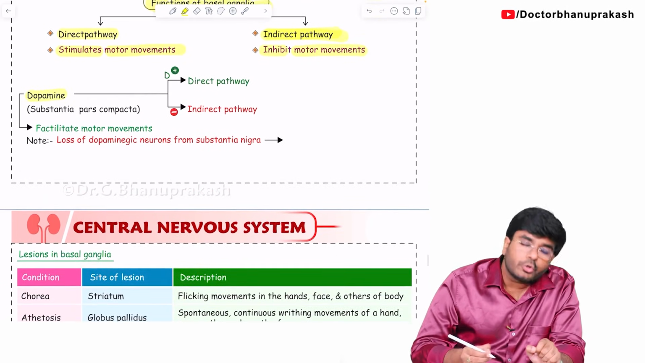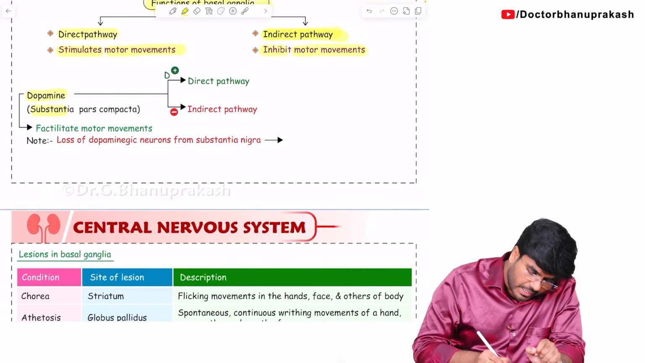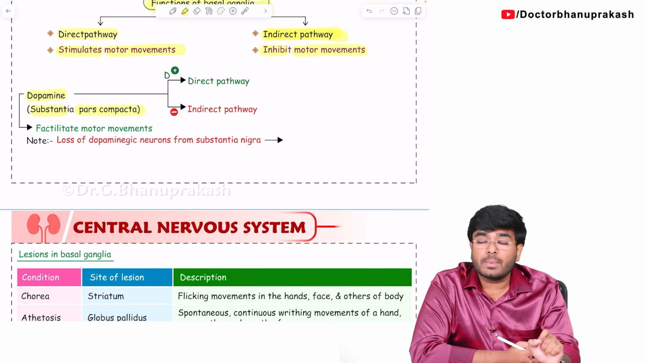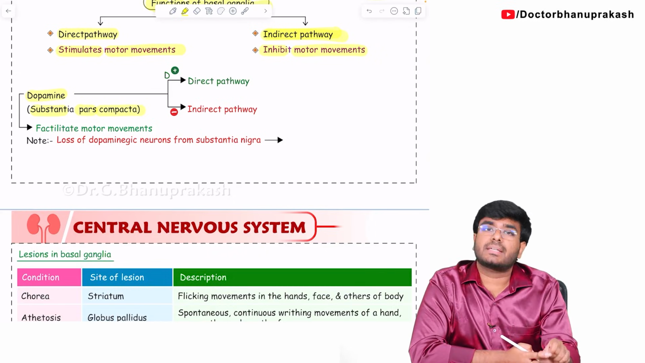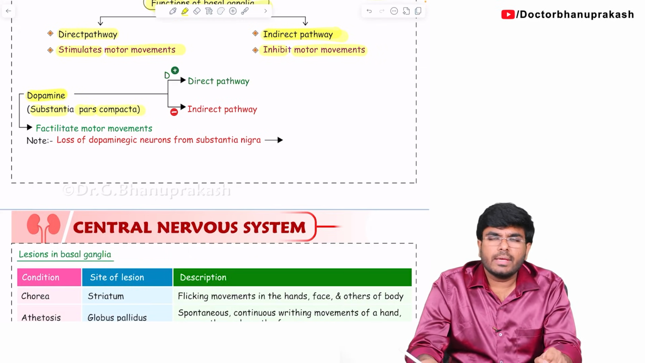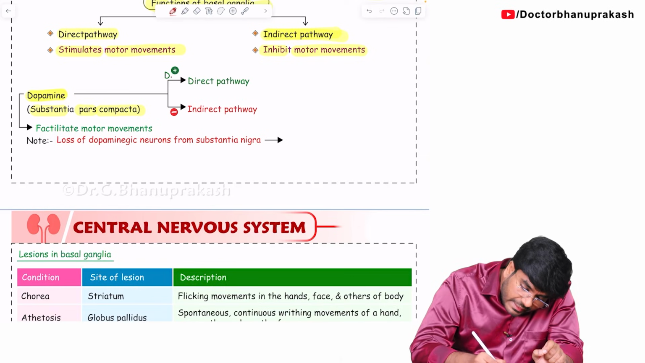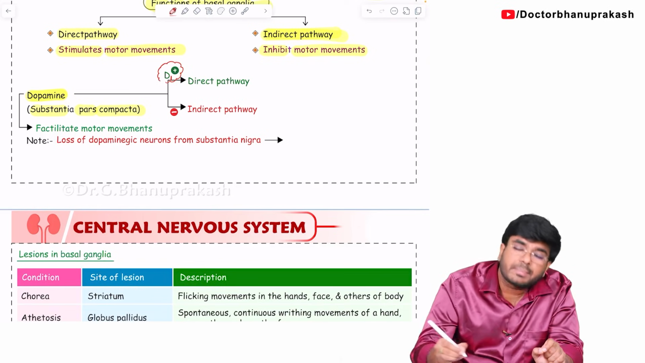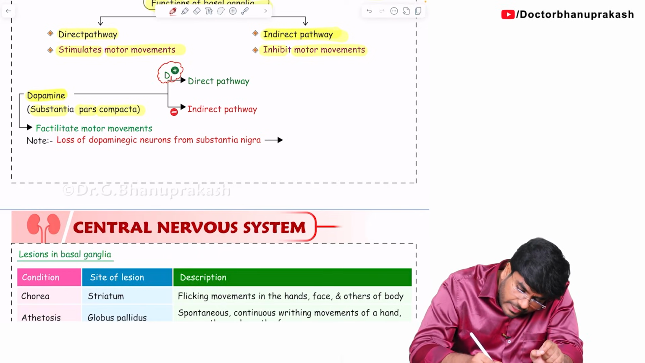Dopamine, I have told you, is coming from the substantia nigra pars compacta. Mainly dopamine is coming from where? The substantia nigra pars compacta region. Now, what will this dopamine do? Dopamine is going to act with the help of D1 receptors. When dopamine is acting on the D1 receptor, it is going to activate the direct pathway.